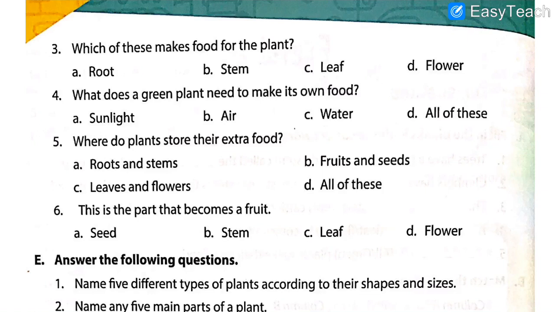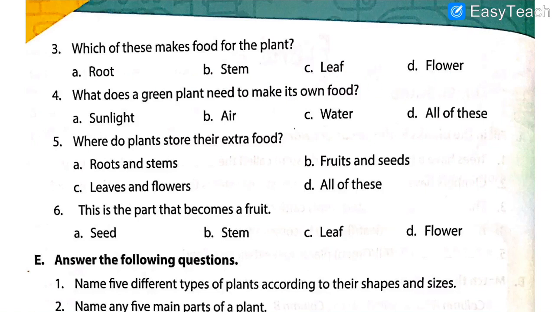Again, which of these makes food for the plant? There is a part of the plant that makes food. We have studied 6 parts. From that you should remember which part makes food for the plant. Root, stem, leaf or flower.